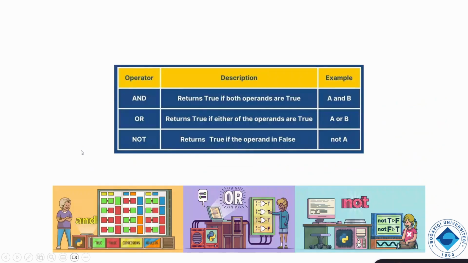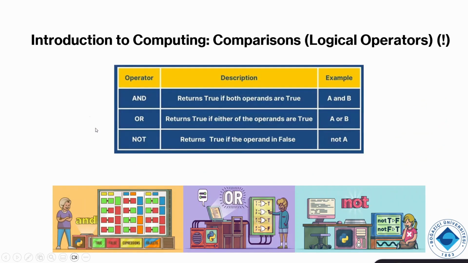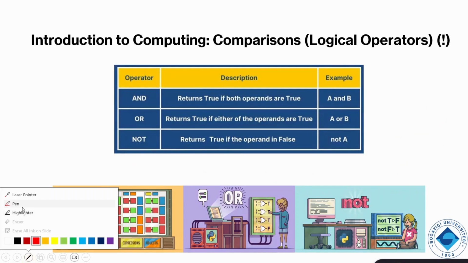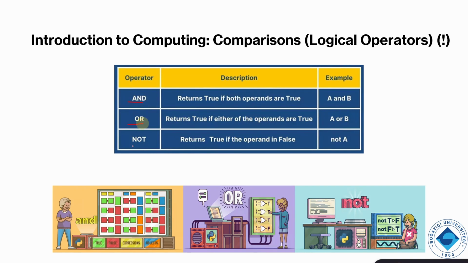Now we can continue with logical operators. They are and, or, and not. And returns true if both operands are true, like that. True and true equals true. If any operand is false, like false and true, it will return false.